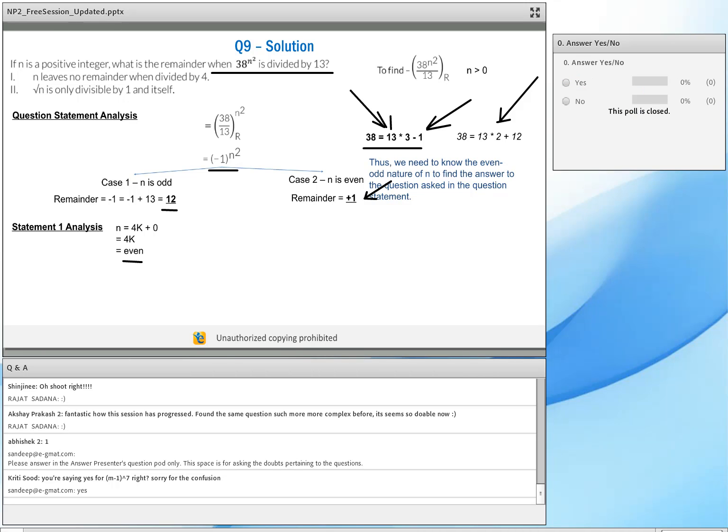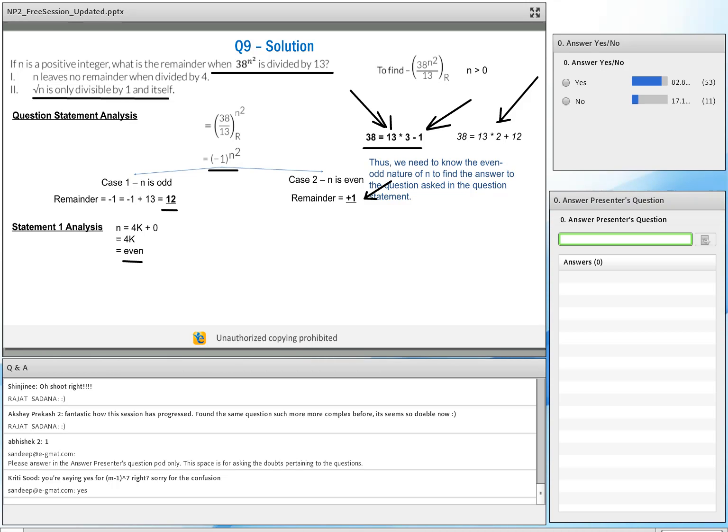How many of you were able to get this? Okay, if n is even, your remainder is plus 1. You know the remainder, that's good. Now, let's look at what statement 2 says. It says square root of n is divisible by 1 and the number itself. What do you infer from statement 2?